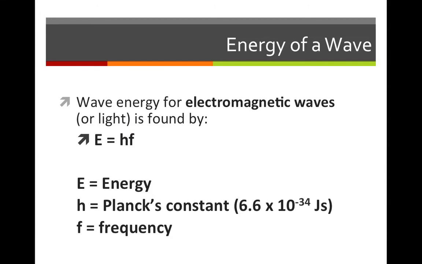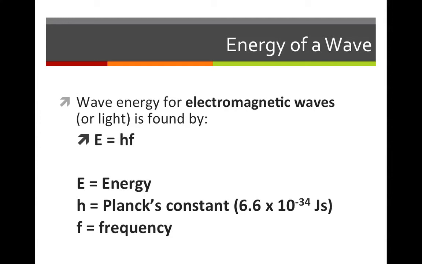Okay, so the last thing we're going to talk about is the energy of a wave. So we've done wavelength, we've done frequency, we've done the speed, and now we're going to measure the energy of a wave. Okay, so wave energy for electromagnetic waves or light is found by E equals hf. Okay, E is energy, h is Planck's constant, and we're going to learn more about him in the future, but his constant, the number that's named after him, is 6.6 times 10 to the minus 34 joule seconds.